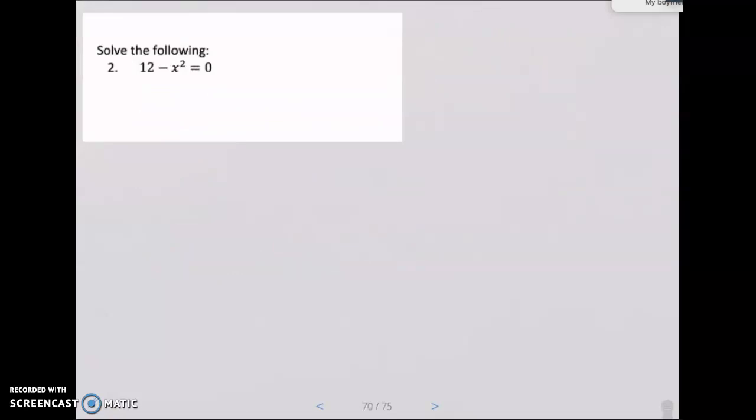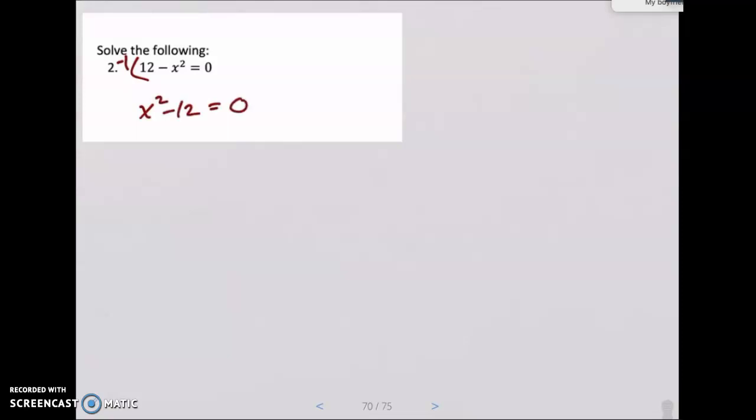This one's a little weird. This looks strange to me. So what I'm going to do is I'm going to flip it around. I'm going to write it like this. I'm going to multiply everything by a negative 1, and that's going to give me x squared minus 12 equals 0.